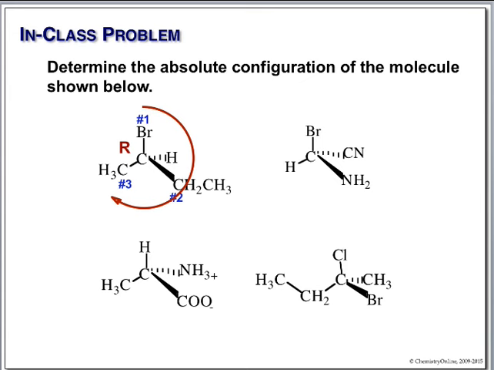Our next one here, hydrogen is in the plane of the screen, isn't it? We're going to have to rotate around this axis. So the hydrogen is back. When we do that, the nitrogen is going to swing over this way. And the nitrile, which is in the back now, is going to rotate around towards the front.